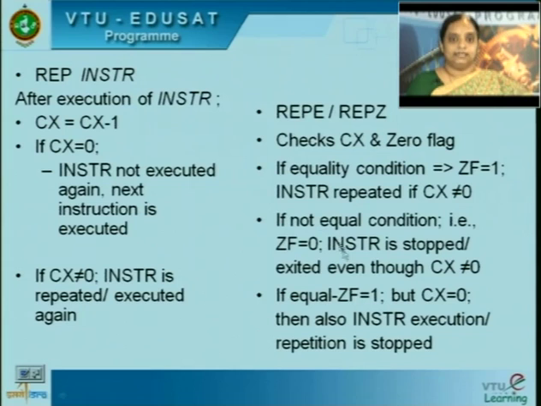And the last condition: the complete string is checked, still the zero flag is equal, but the counter has become 0. Once the counter becomes 0, even in this case, the instruction repetition is stopped. So for the repeat equal instruction to be repeated, one is the count should not be 0, similar to REP. And second, it's about the zero flag. As the name says, repeat on equal. Only if equality is there, it will repeat as long as CX is not 0. If it's unequal, it comes out. And the same thing for repeat on not equal.